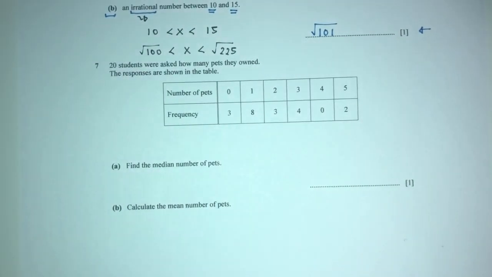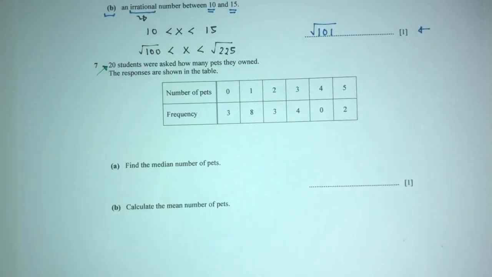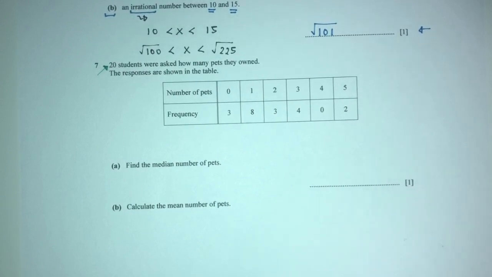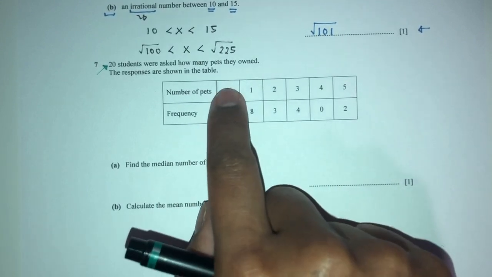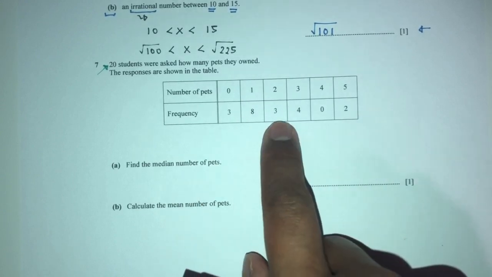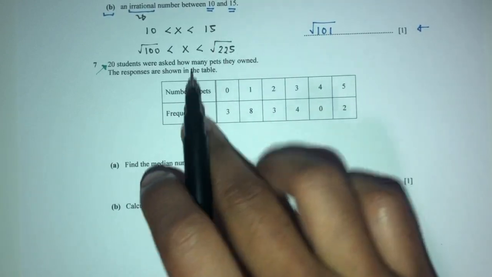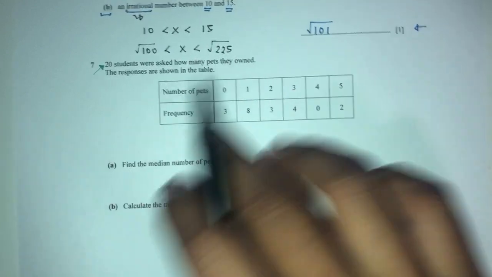So what do we have here? We have 20 students who were asked how many pets they owned. Okay, so we had 20 students in total. Very important here. The responses are shown in the table below. So how do you read this? You read this as 3 students own 0 pets, 8 students own 1 pet, 3 students own 2 pets. So this is how you read the table. The frequency is the number of students who said how many pets they have over here.